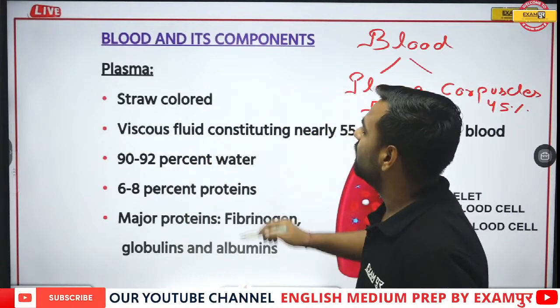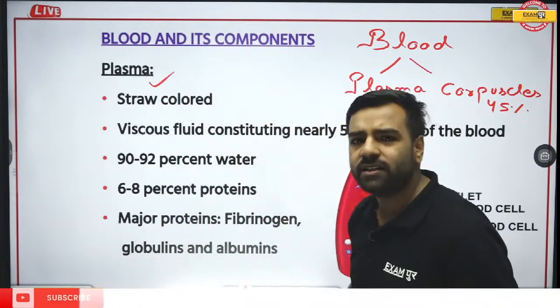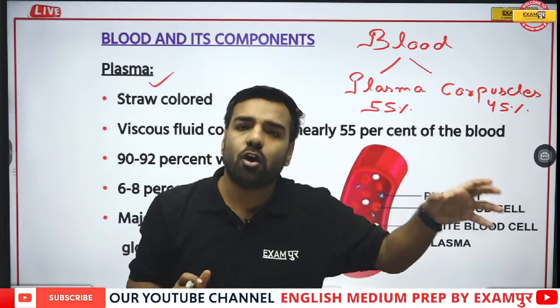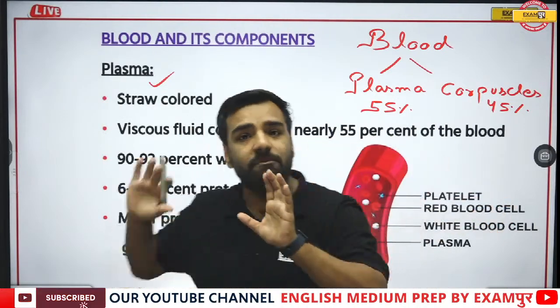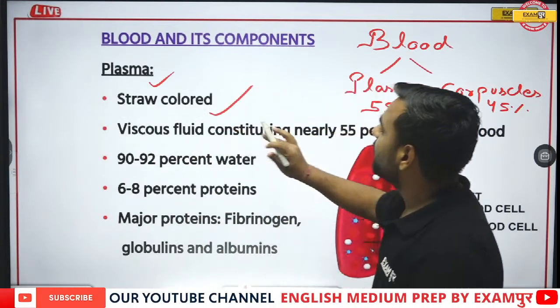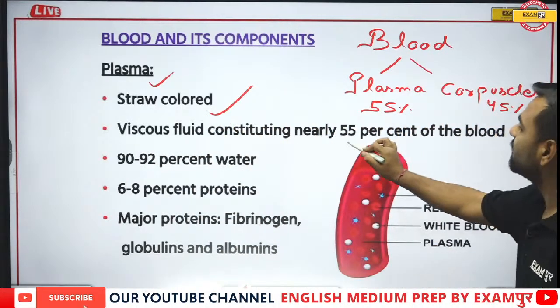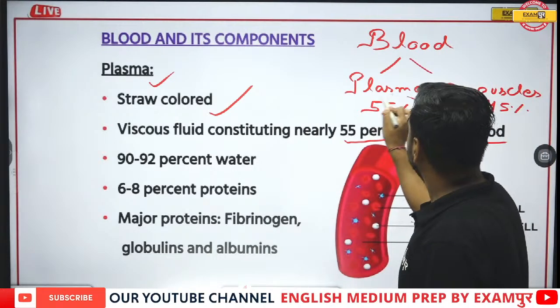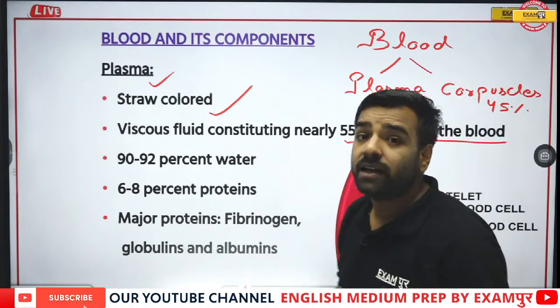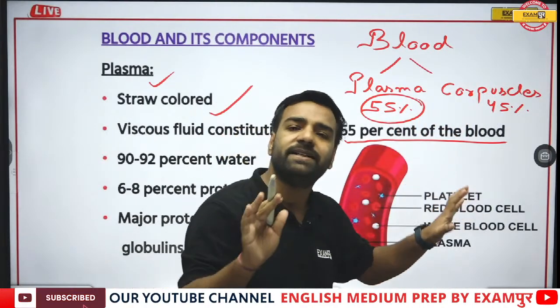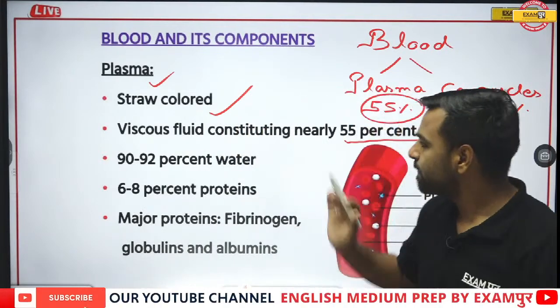First of all, let's discuss plasma. What is it? Plasma is that liquid which is straw colored. No doubt, it is the part of blood. This plasma is a straw colored, viscous fluid consisting of nearly 55% of the blood. We have discussed that 55% is the plasma and 45% is the blood corpuscles, where RBC, WBC and platelets are there.